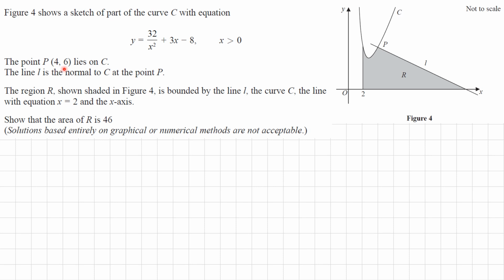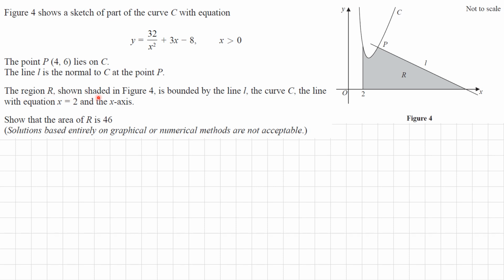The point P with coordinates 4, 6 lies on C. So that's this point here, and I can see that it's the intersection of the curve C and this line, which is labeled as L. And it says that the line L is a normal to C at the point P. Now, normal means that it's perpendicular to a tangent that would be at this point P.